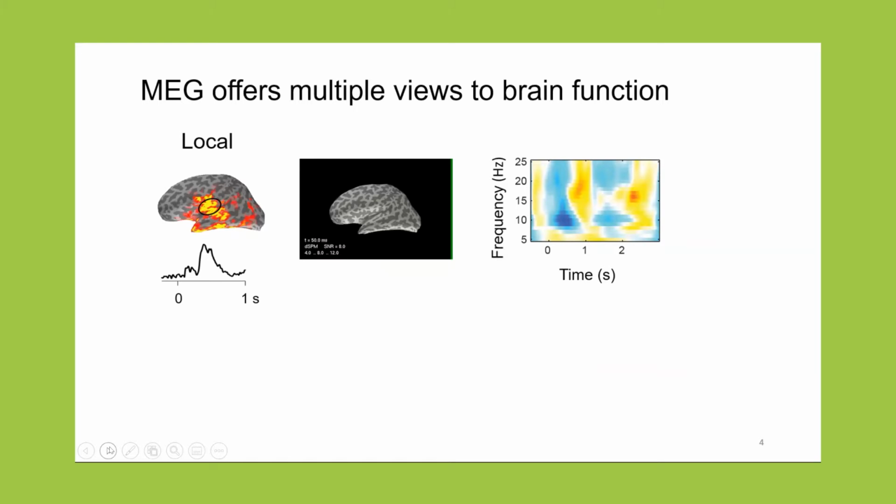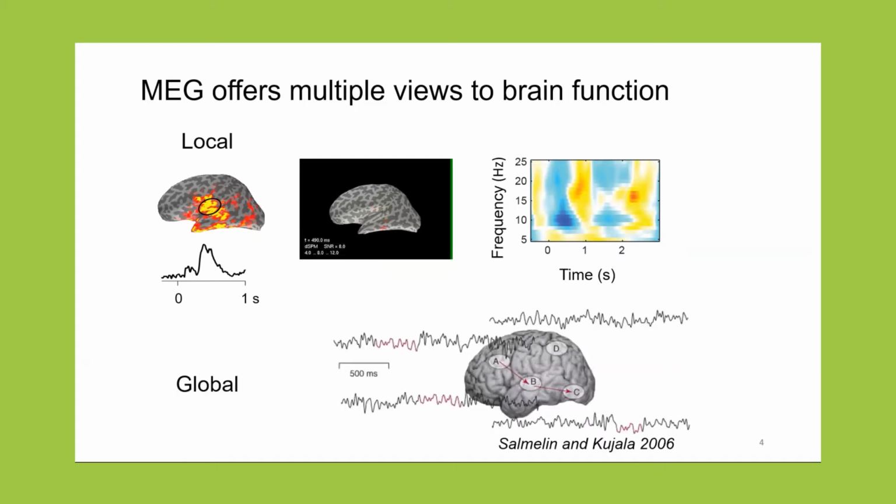MEG offers multiple views to brain function. We can look at local activities as signal power fluctuations, as shown here on the left side of the figure, and in this small video, which shows you the brain activity in 10 millisecond steps. We can also look at different frequency bands, like shown on the right part of the figure. But really importantly, MEG provides us a picture of more global activation networks in the brain. For example, we can learn which areas are functionally connected to each other.